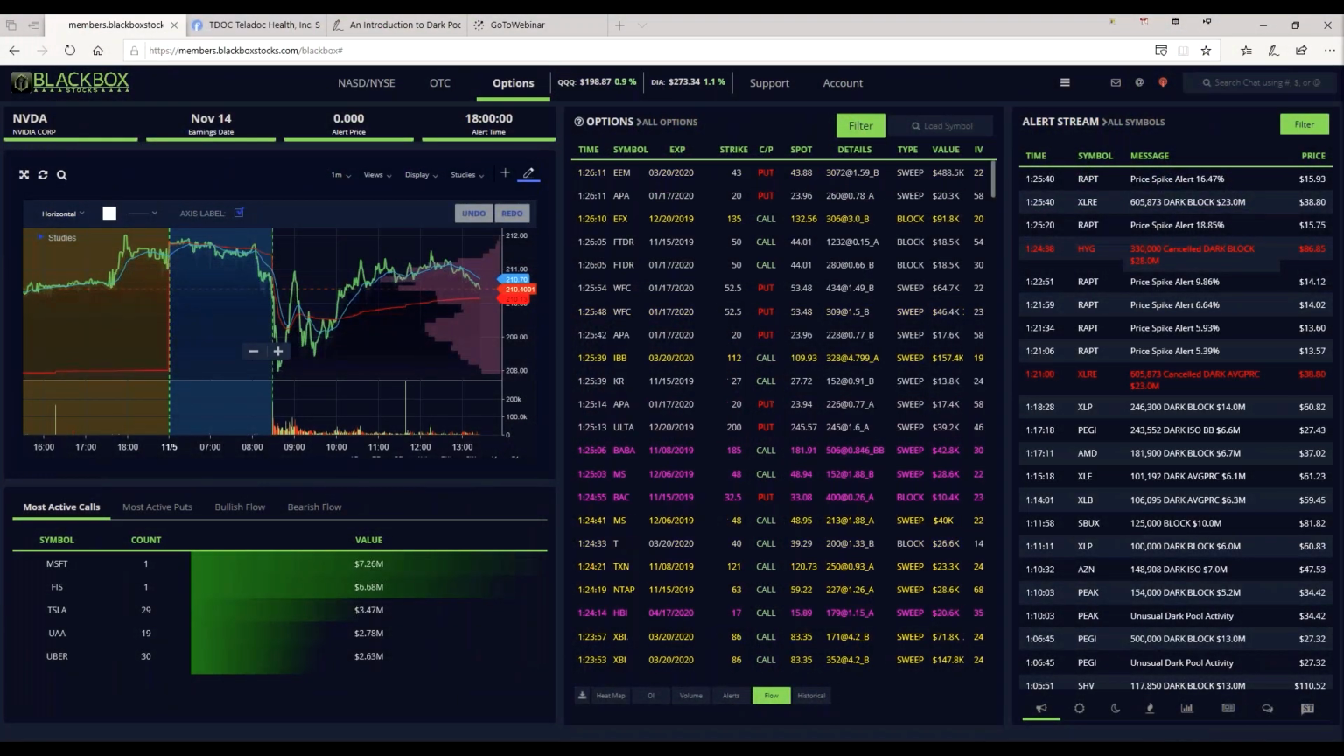Thank you, Caitlin. It's such an honor to be with the BlackBox team. I'm so excited to share the data that we have. It has changed the way I trade. I started following the money. And by following the money, I was following options and then also the dark pool.